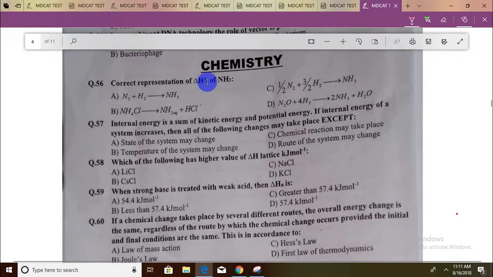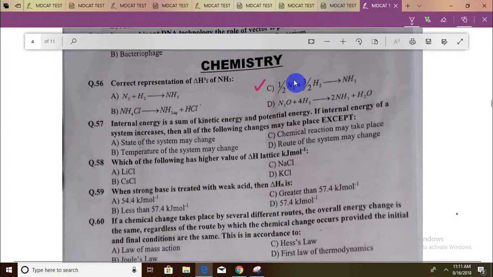So the correct representation of the delta H naught F of NH3, and this is obvious. This is incorrect because formation is from the elemental state, and this is wrong because it is not balanced. This is correct: elemental state and appropriate balancing.